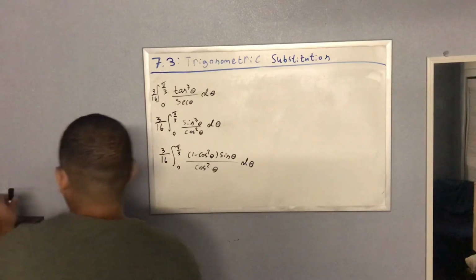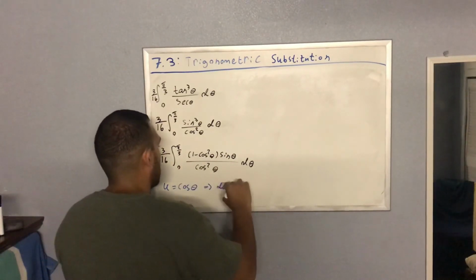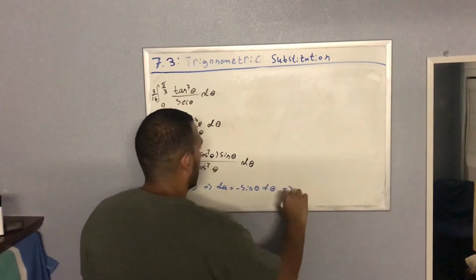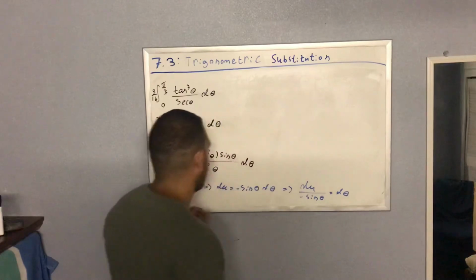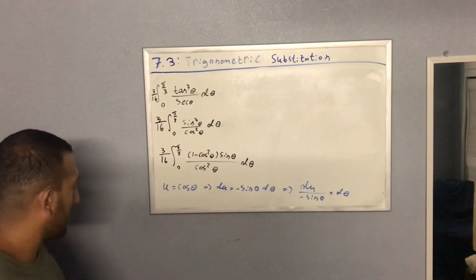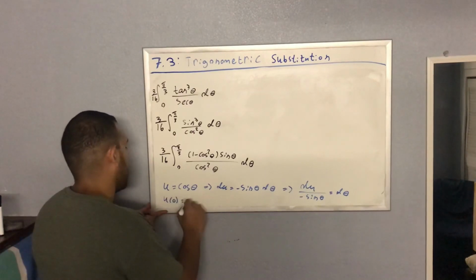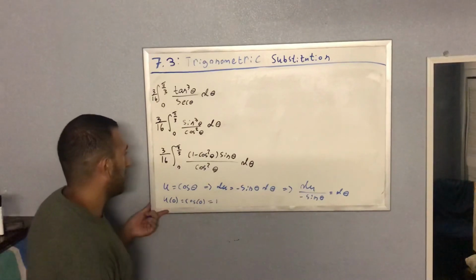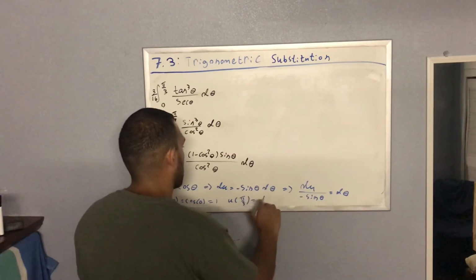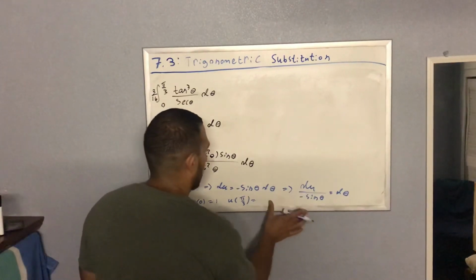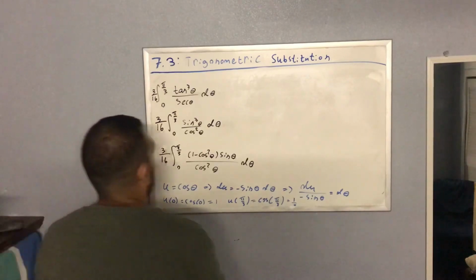Now if we let u be equal to cosine theta, du will be negative sine theta d theta. And so we know that du over negative sine is d theta. And that's really good. And now again, we have to change these variables, so u at 0 is the cosine of 0, which is 1. And then u at pi over 3 is going to be 1/2, because it's the cosine of pi over 3. So that's 1/2.